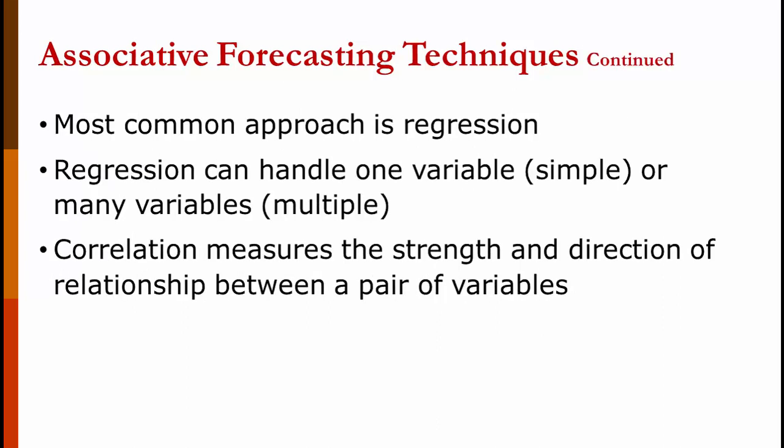The most common approach for associative forecasting is regression. If you're using one variable, it's simple regression. If you're using 2 or more variables, it's multiple regression. Correlation, which goes from -1 to +1, can tell you the strength of the relationship between the dependent variable and each one of your independent variables if you have more than one.